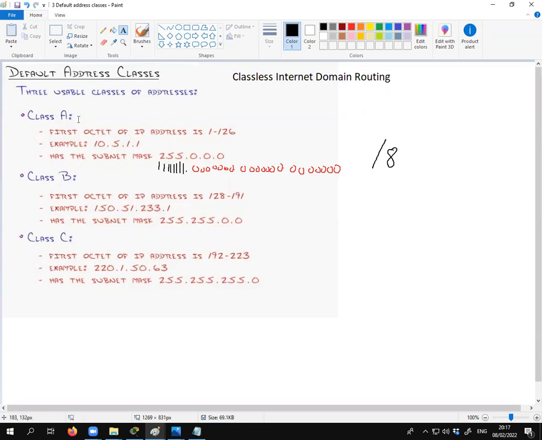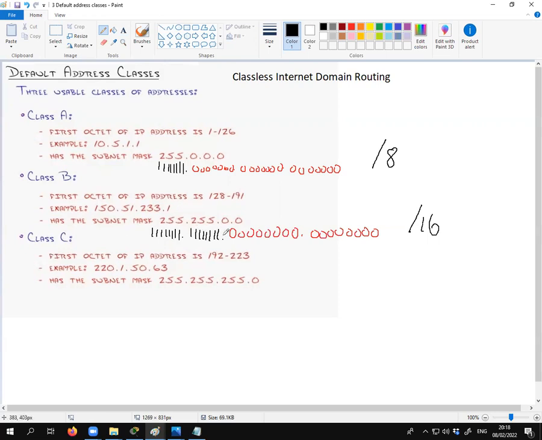If a class A default subnet mask is a /8, what's a class B? /16. 1, 2, 3, 4, 5, 6, 7, 8, dot, 1, 2, 3, 4, 5, 6, 7, 8, dot, 0, 0, 0, 0, 0, 0, 0, 0, dot, 0, 0, 0, 0, 0, 0, 0, 0. By default, that's going to be /16. There's no difference between 255.255.0.0 and the /16. They are the exact same thing. It's just another way of writing it. You're just saying there are 16 subnet bits, 16 ones.